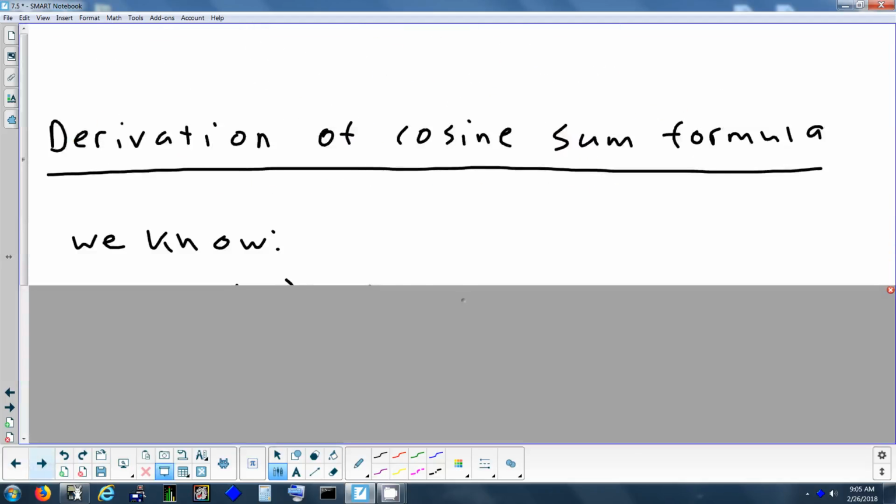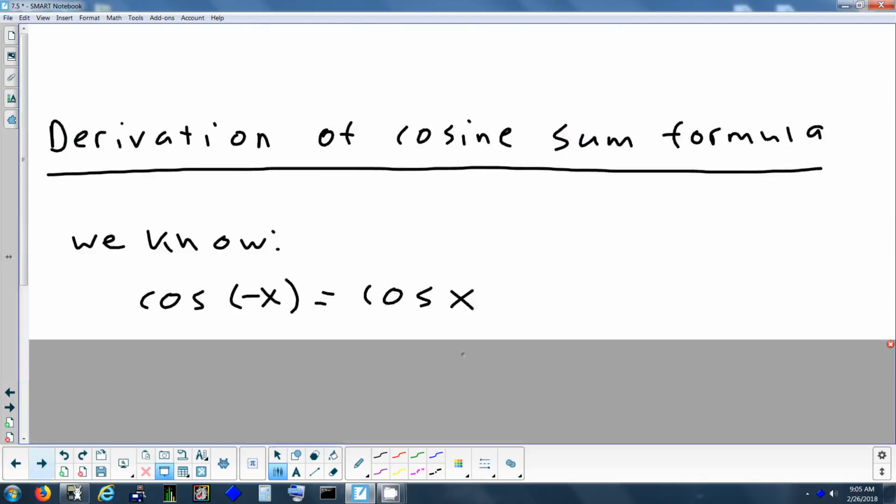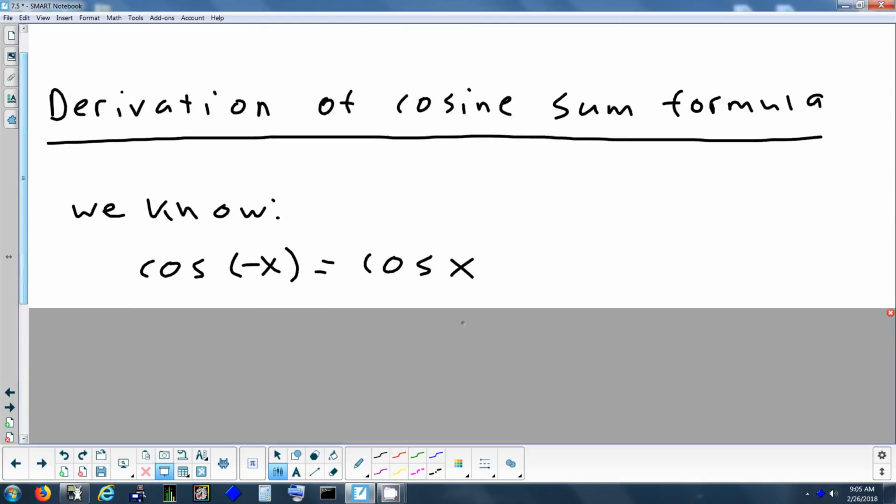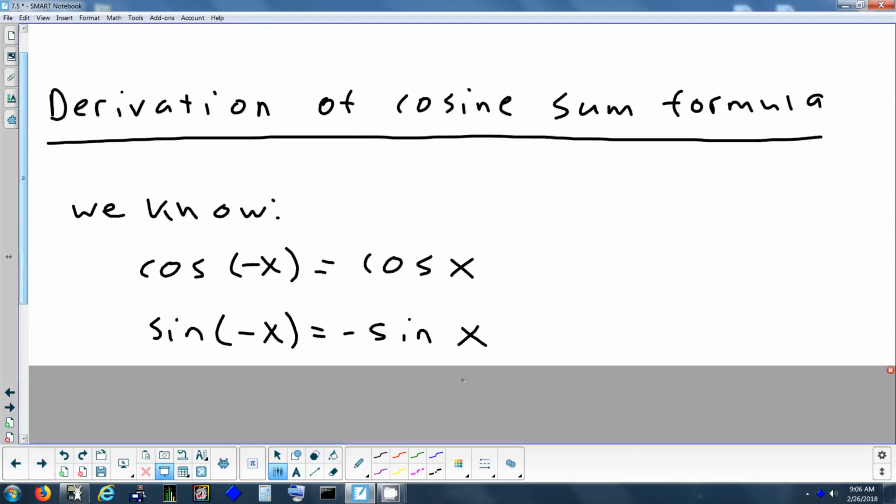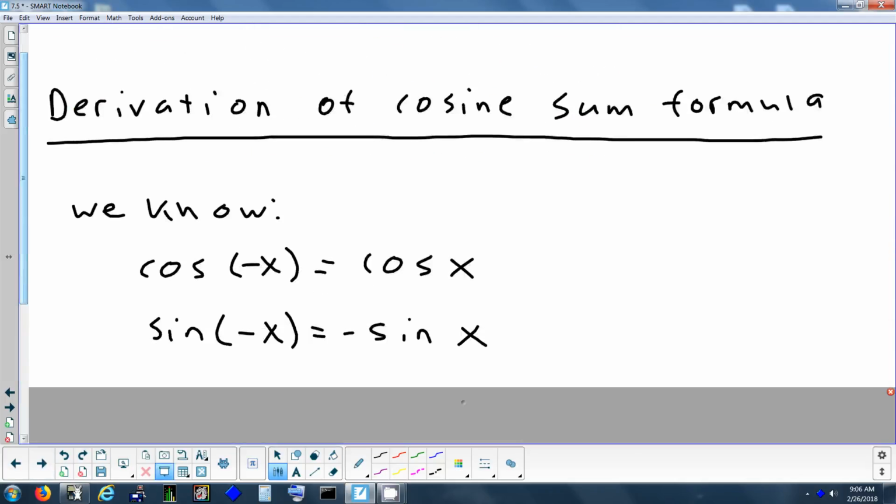All right, so now we did the cosine difference. We're going to look at the cosine sum. Since I've given you the first formula, that one was really hard to prove. Now that we have it, we can use that to figure out the cosine sum formula. But you also need to remember these two facts.